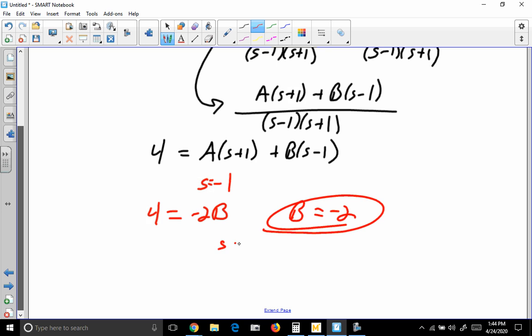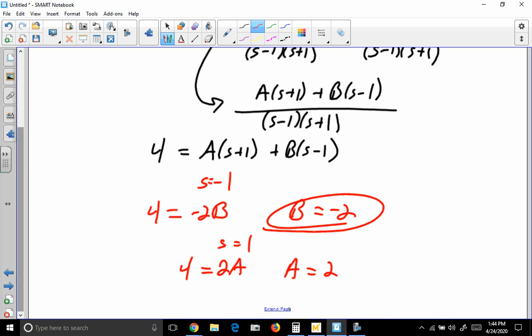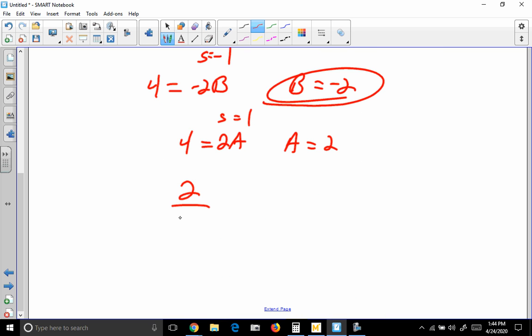If we put in a 1 for s, that term would go away. We would have a 4 on the left. We would have 2 times a. So a would be 2. So that would come out to make our decomposition 2 over s minus 1 minus 2 over s plus 1. So that's just rewriting 4 over s squared minus 1, or 4 over s minus 1 times s plus 1.